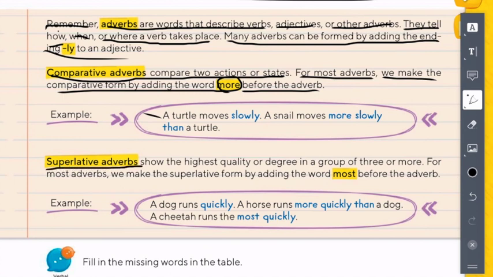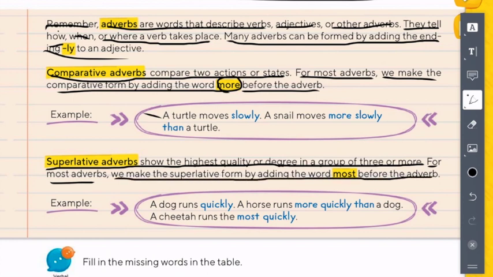Superlative adverbs show the highest quality or degree in a group of 3 or more. For most adverbs, we make the superlative form by adding the word most before the adverb. Circle most. Most is really important because that is the word that we're going to use. Okay? Let's read the example. A dog runs quickly. A horse runs more quickly than a dog. A cheetah runs the most quickly.